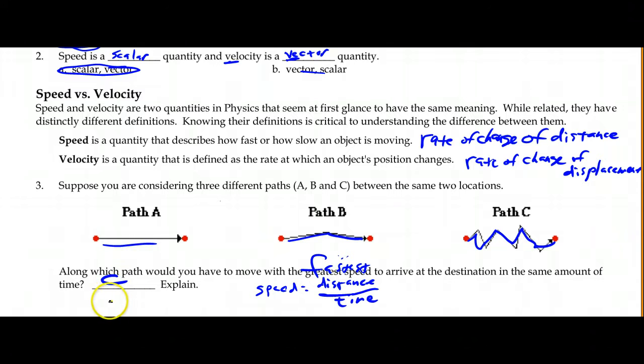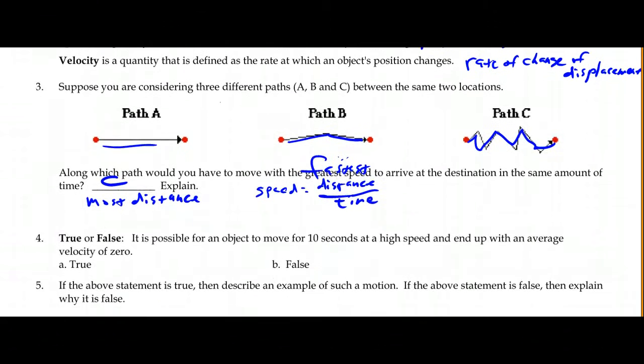We've covered the most distance in that time period. Therefore, speed, which is distance compared to time, has to be the largest for that particular part of the motion. So if you're going to cover a lot of ground in the same period that somebody else gets to take a shortcut, then you have to go a lot faster.